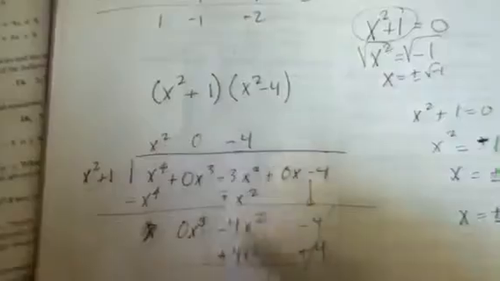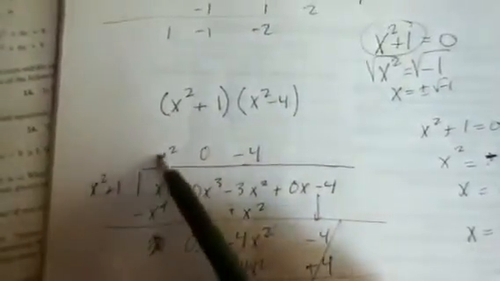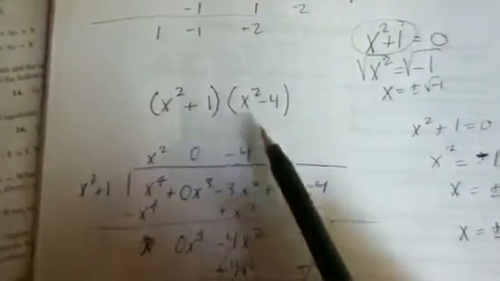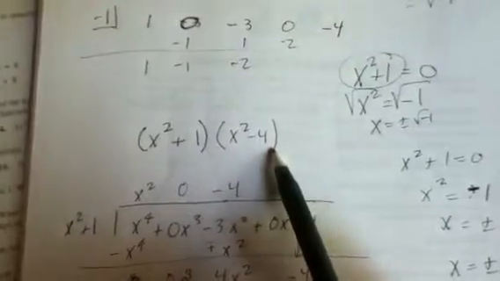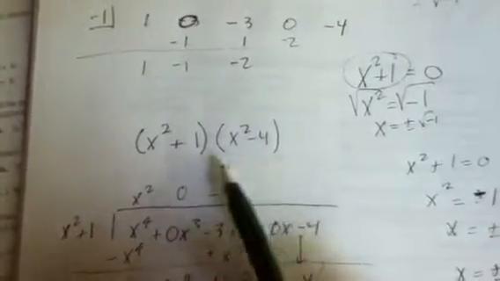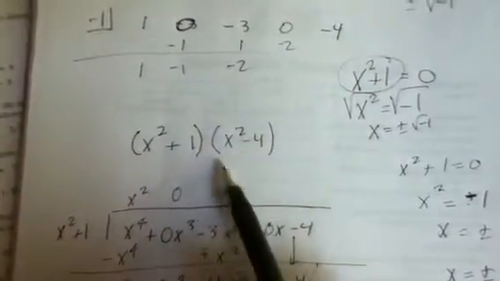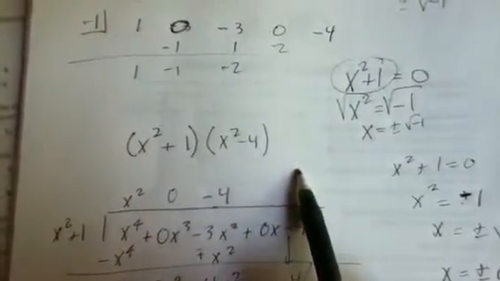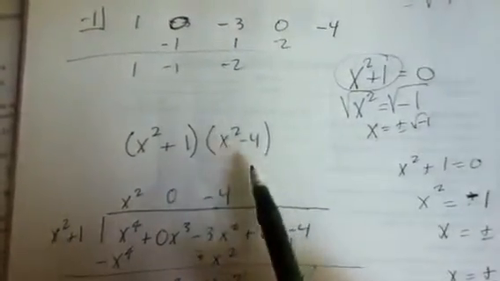And then you can just do long division on it, and you'll get x squared minus 4. Well, x squared minus 4, that's a difference of squares. That'll be x plus 2 times x minus 2. So your other two roots are positive and negative 2. So there are your three missing roots: i, positive 2, and negative 2.